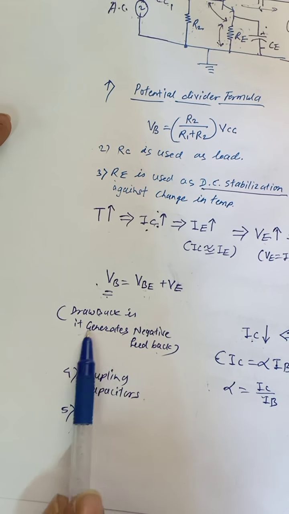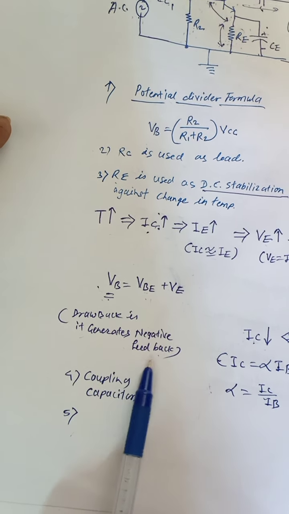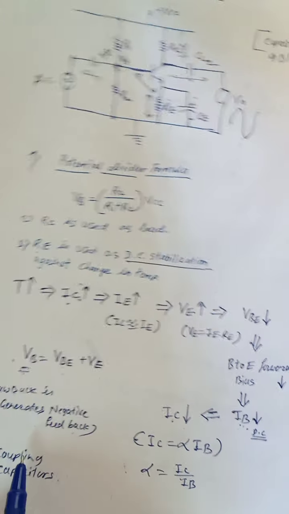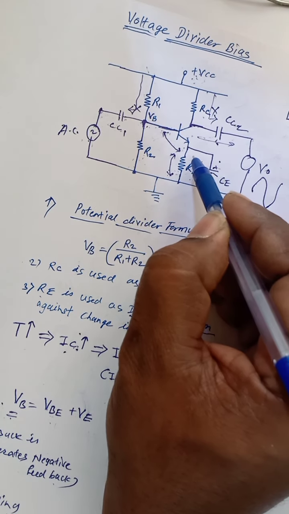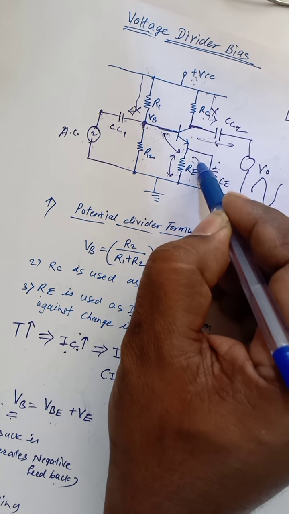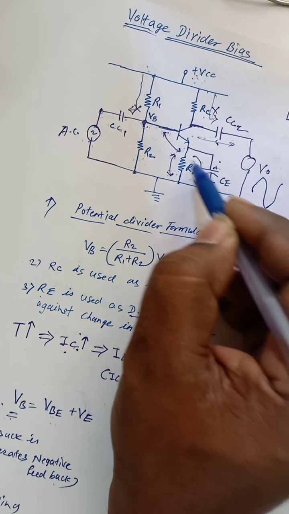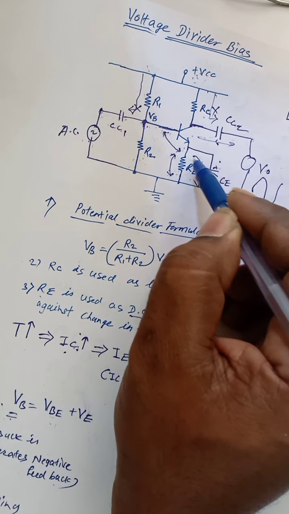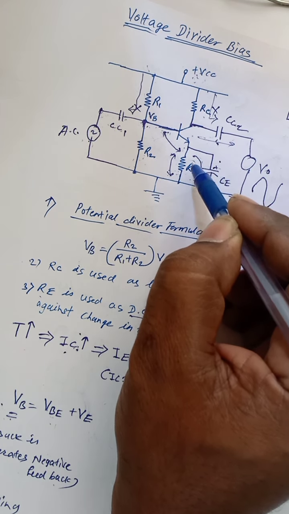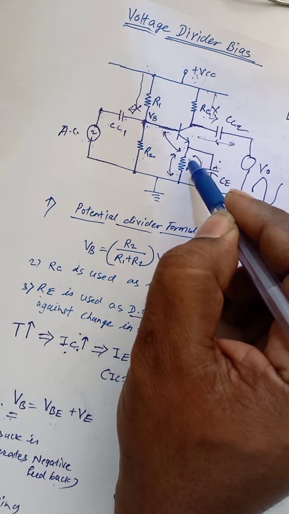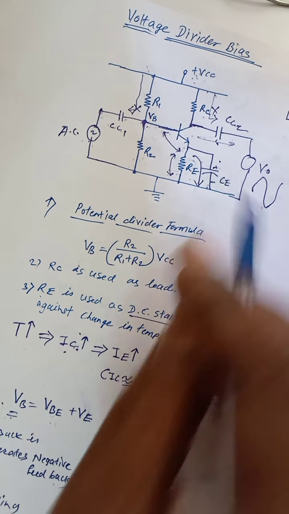So this RE has a drawback, it generates a negative feedback, and this capacitor is connected to avoid that negative feedback. To avoid means, we know that a capacitor passes AC. So whatever the AC voltage is, it is passed by this capacitor, so there is no AC voltage across RE. The capacitor passes AC and blocks the DC, so only the DC voltage remains. Okay, so AC is grounded by this capacitor.